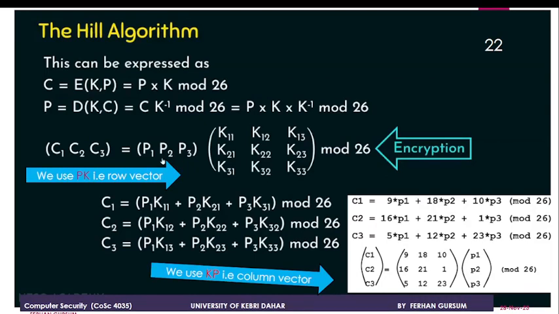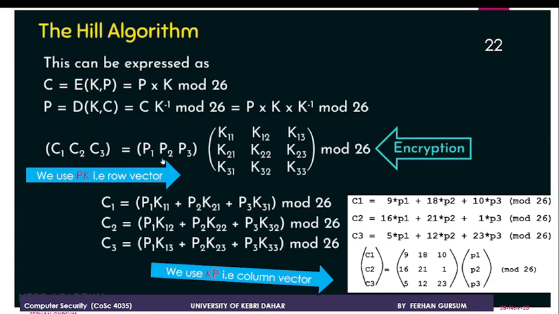Let me remind you of something. There are two ways to calculate the cipher algorithm: row vector and column vector. Mostly the column vector is used. When we say row vector, we multiply row with column, which means plain text times key. When we say column vector, we use key times plain text.